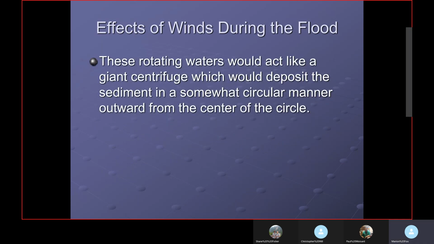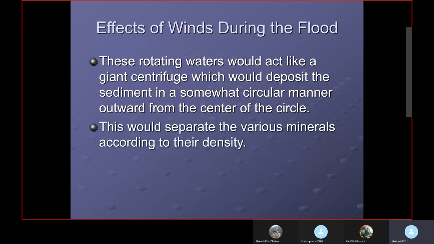Those rotating waters would act like a giant centrifuge, which would deposit the sediment in a somewhat circular manner outward from the center of the circle. This would separate the various minerals according to their density.